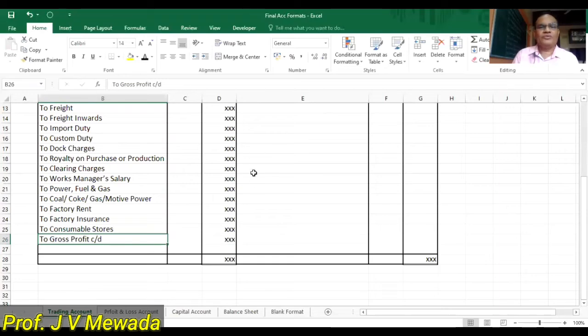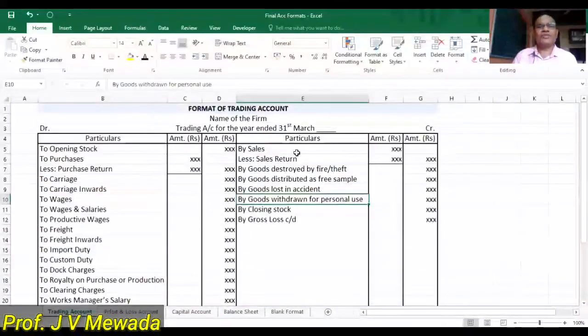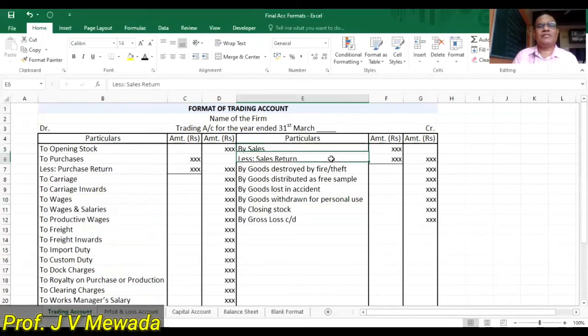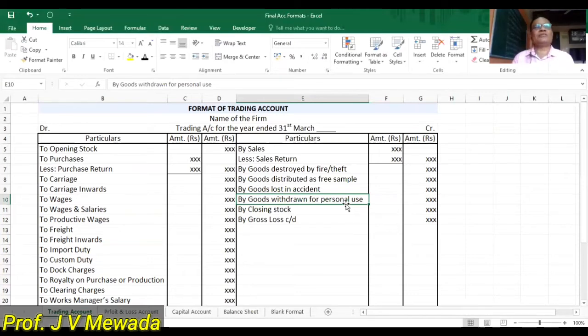Now, on the credit side, we have sales minus sales return. That is the net sales we record in the outer column. Then these adjustments: goods destroyed by fire or theft, goods distributed as free samples, goods lost in accident, goods withdrawn for personal use. These four items come by way of adjustments, and they refer to the outflow of goods. That is one effect of these adjustments. And then we have closing stock at the end of the year.